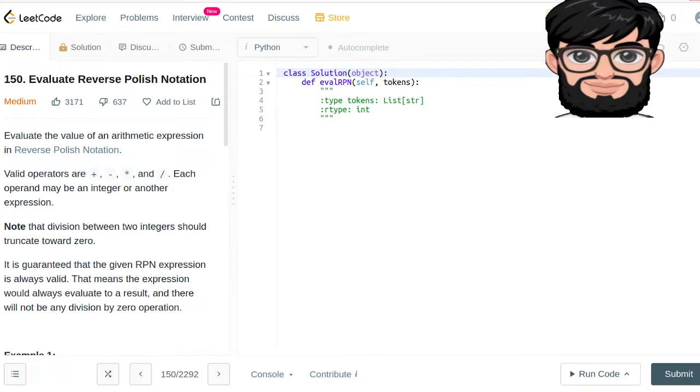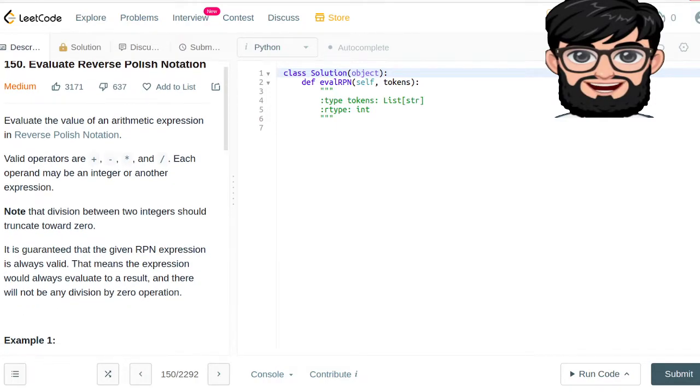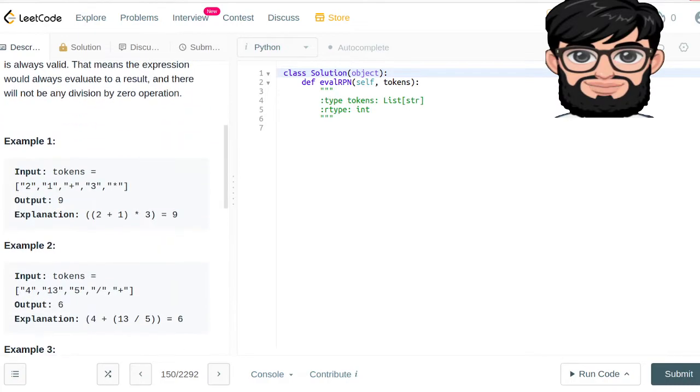Today we're going to be working on LeetCode question number 150, Evaluate Reverse Polish Notation. Evaluate the value of an arithmetic expression in reverse Polish notation. So let's get to the example.